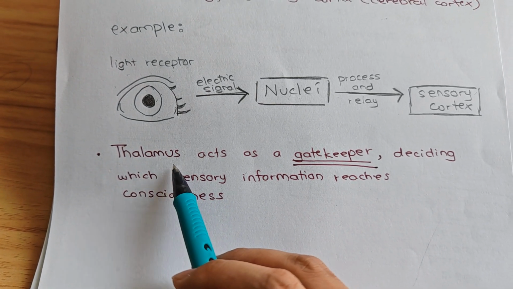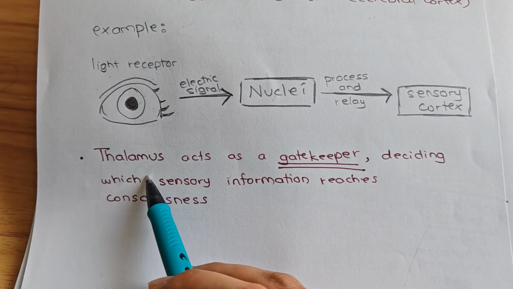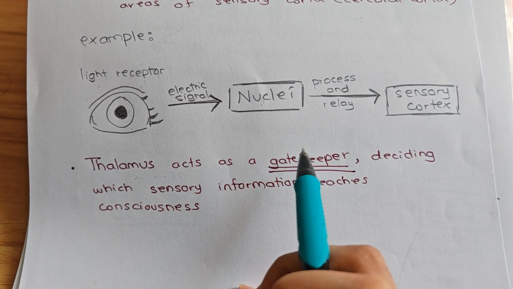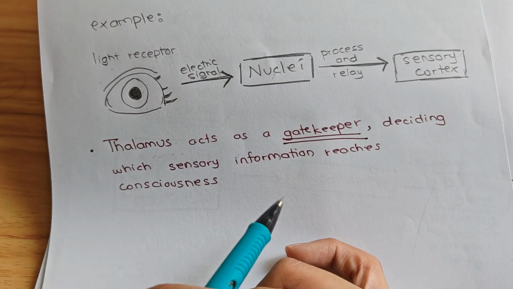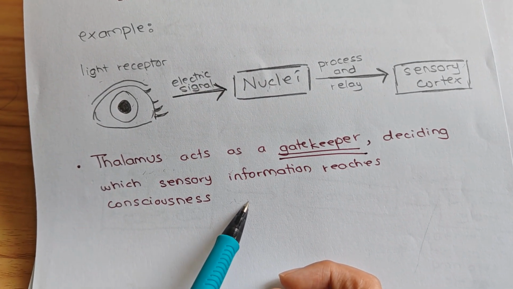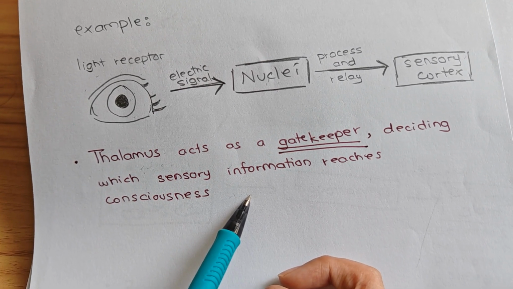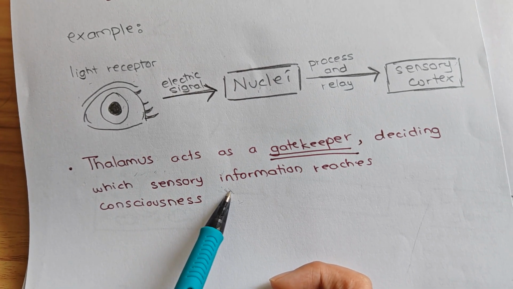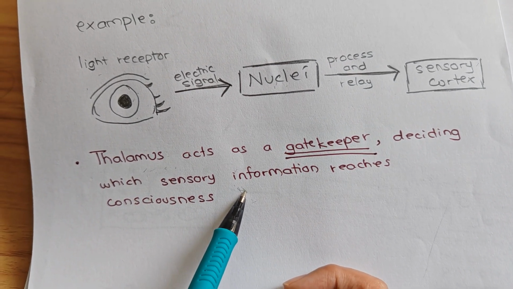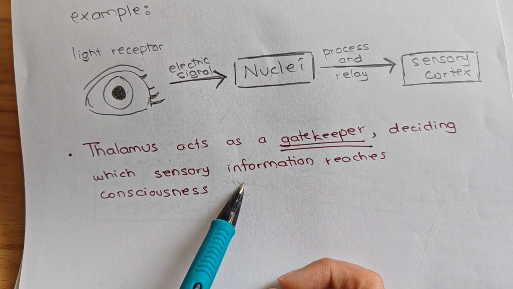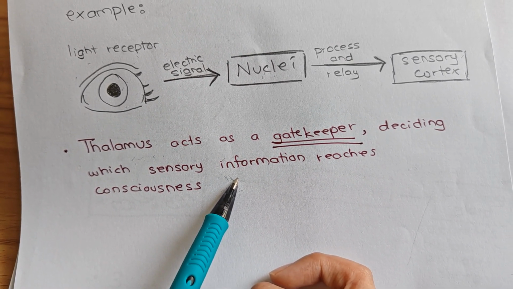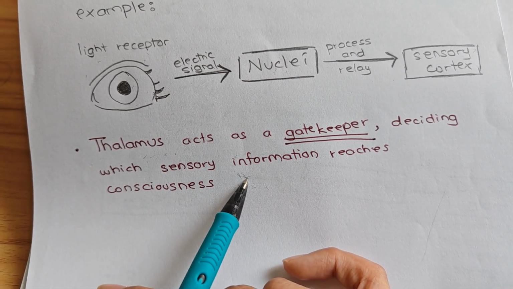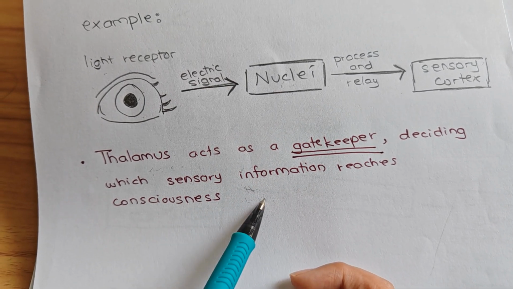So additionally, and most importantly, the thalamus acts as a gatekeeper, deciding which sensory information reaches consciousness. So what do I mean by this? Sometimes we don't receive every single bit of sensory information. For example, you're focusing on studying or revising for an exam, and someone might be walking beside you, but you might not hear their footsteps. So that's what it means by deciding which sensory information reaches consciousness.